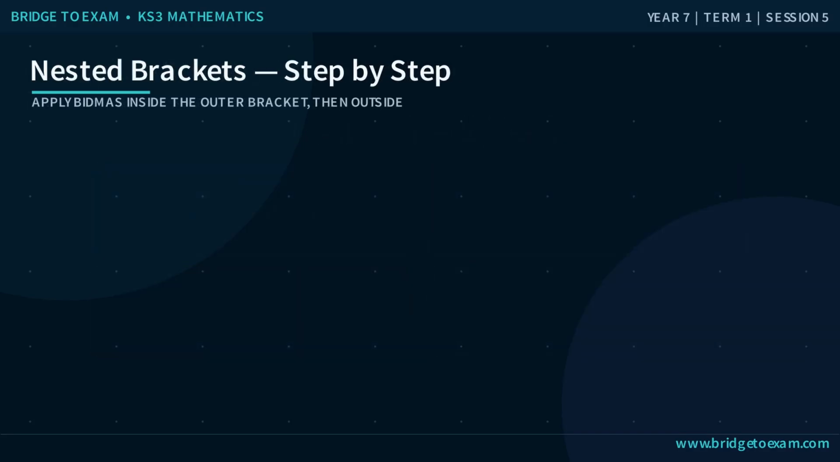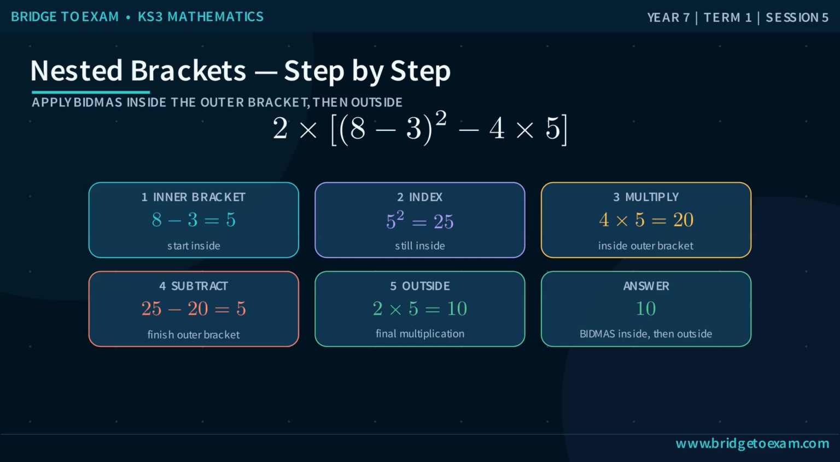Now evaluate 2 times the outer bracket containing open bracket 8 minus 3, close bracket squared, minus 4 times 5. Start with the inner bracket. 8 minus 3 is 5. The index gives 25. Still inside the outer bracket, multiply 4 by 5 to get 20. Then 25 minus 20 is 5. The final multiplication outside the bracket gives 2 times 5, which equals 10. BIDMAS is applied inside, then outside.